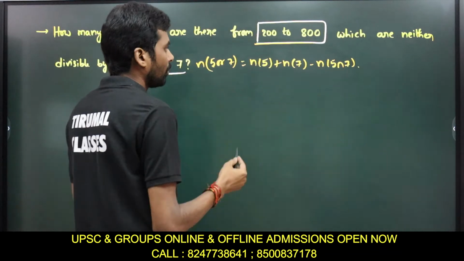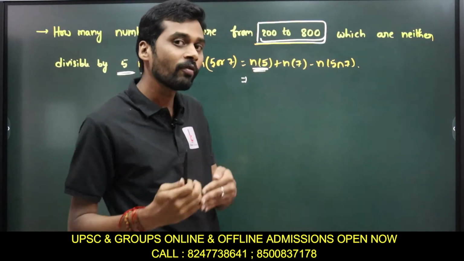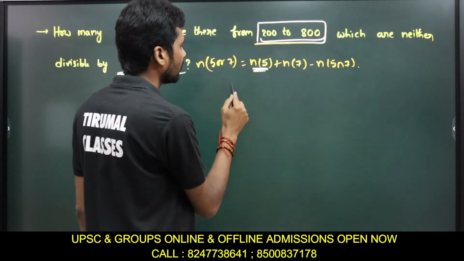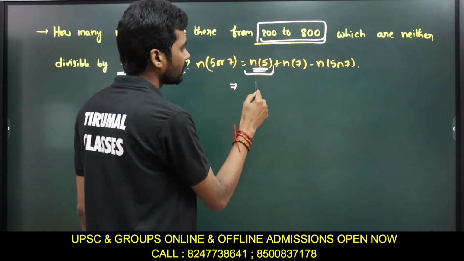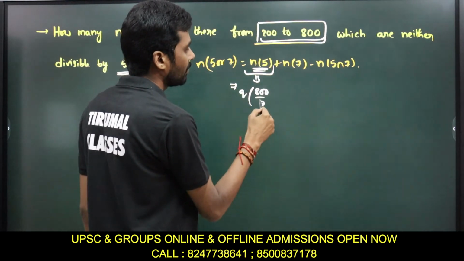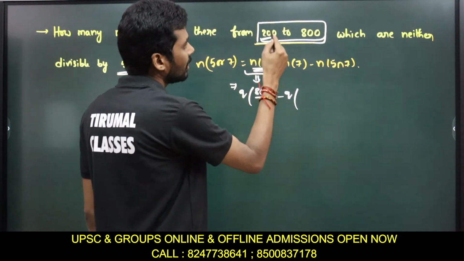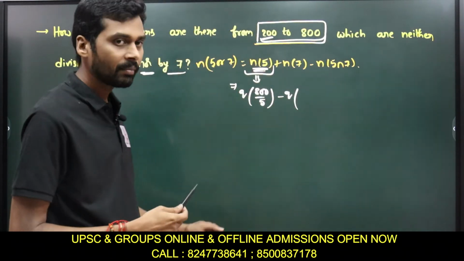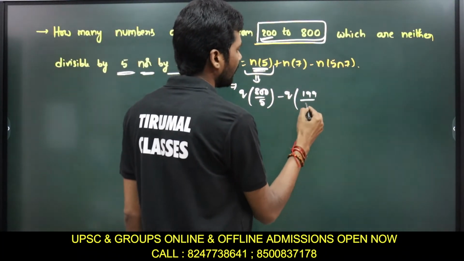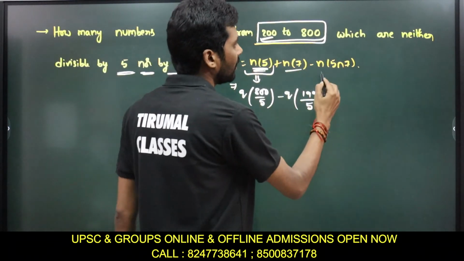Now, how many numbers are divisible by 5 from 200 to 800? It is not from 1 to 800, it is from 200 to 800. So in such cases, how do we take it? n of 5 is the quotient of 800 by 5, the larger number by 5, minus the quotient for the smaller number. While taking the smaller number, I have to take one less than that, so 200 minus 1 is 199, and 199 by 5.